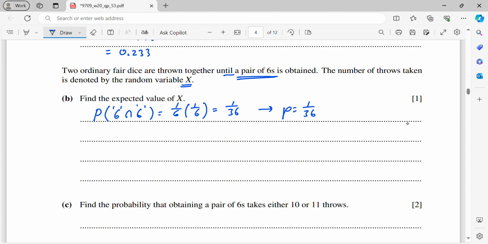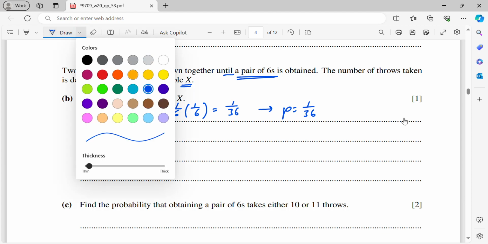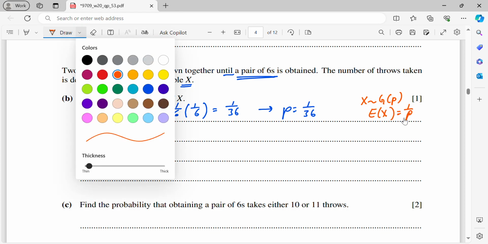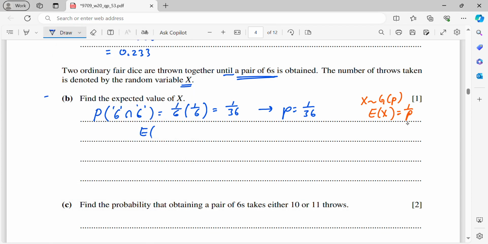Because until a pair of 6 is obtained, this is still geometric distribution. Now, the expected value for geometric distribution, E(x), is 1 over p. So now I will get E(x) is 1 over 1 over 36, which is 36. It means that you need to throw 36 times to get a pair of 6.